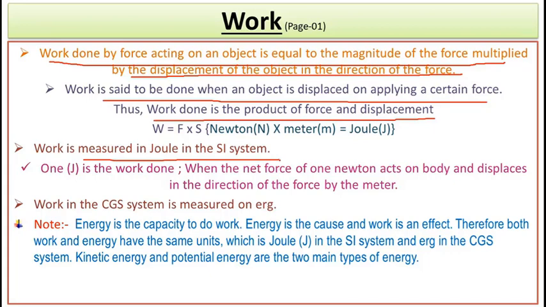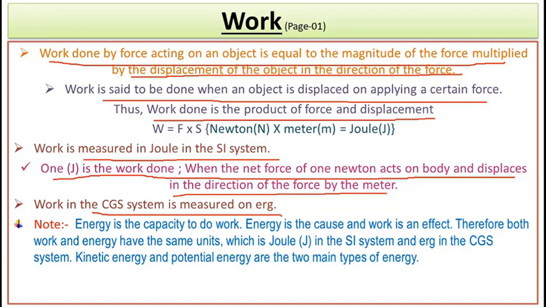To define 1 joule of work done, we can say 1 joule is the work done when a net force of 1 Newton acts on a body to displace the body by 1 meter in the direction of the force applied. The CGS unit of work done is erg. Again, it is the same as for energy. I hope you remember from the previous parts that energy is the capacity to do work, and energy is the cause, whereas work is an effect. Therefore, we observe the same unit for energy and work done.